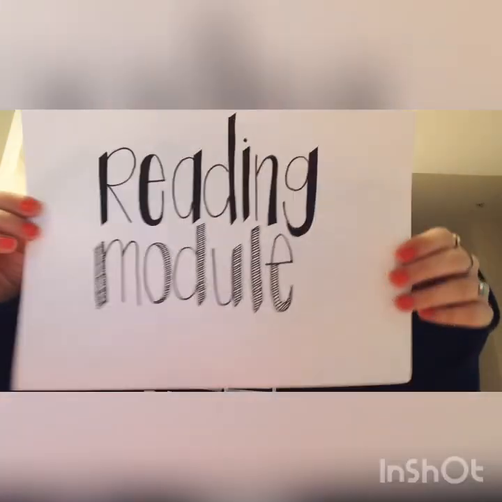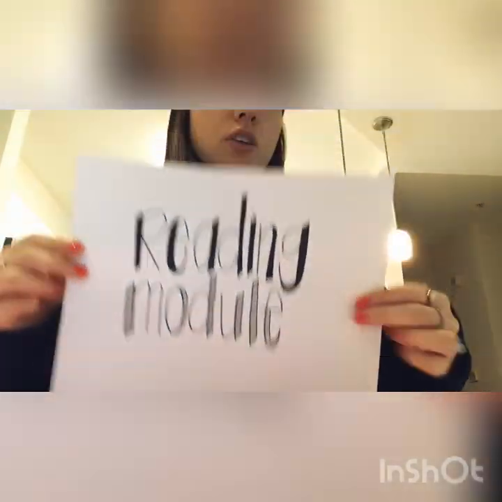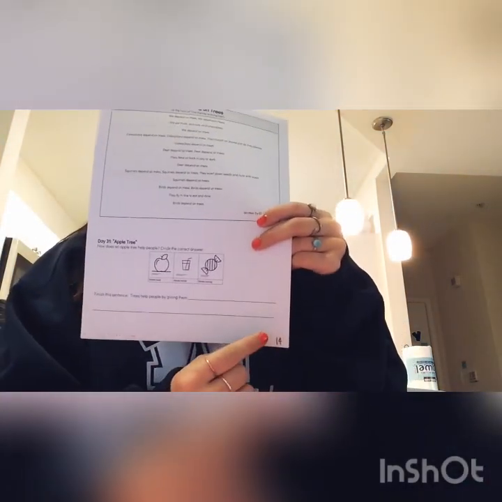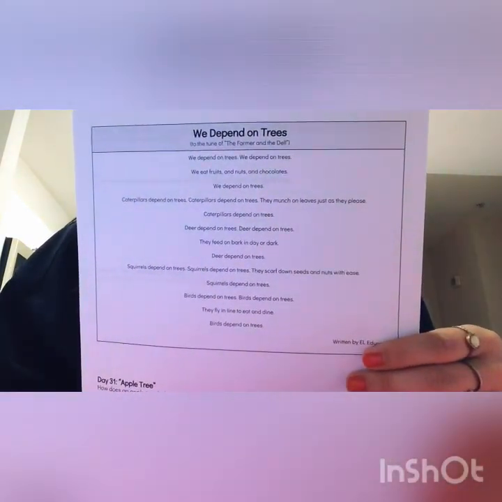Today we are looking at day 33 in our packet, and we are going to start out with our reading and module time. So today the first thing you're going to do for reading and module is click on that video that's down in the description. You're going to watch that video and follow along on page 14 of your packet with the song, We Depend on Trees. And I know this song is going to sound familiar. We've heard it in school before, back when we were all together. But we are going to listen to that song again, and it is on page 14 of your packet.